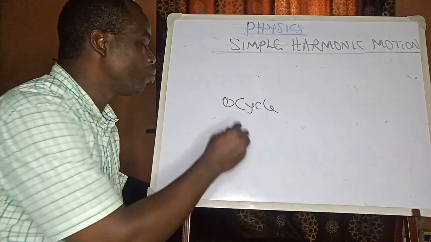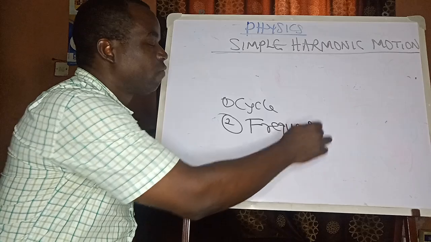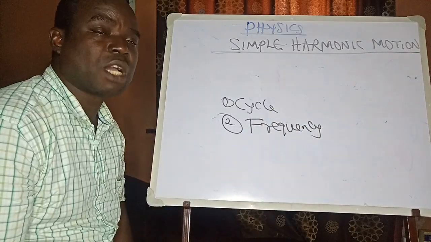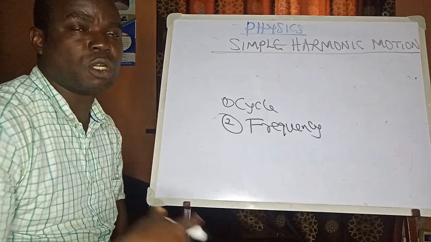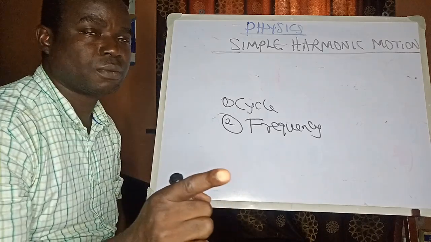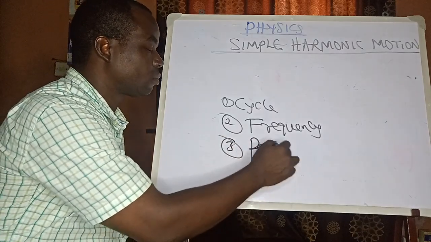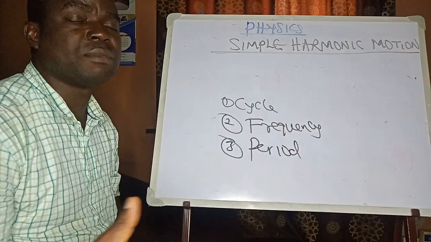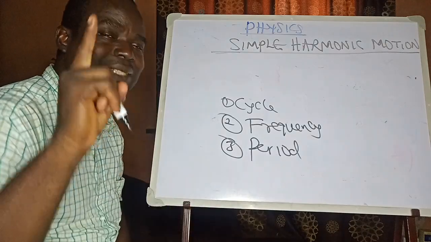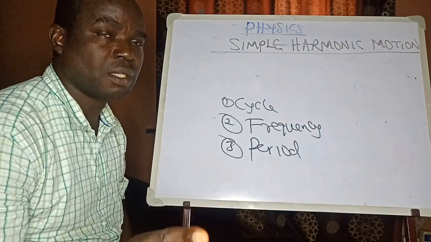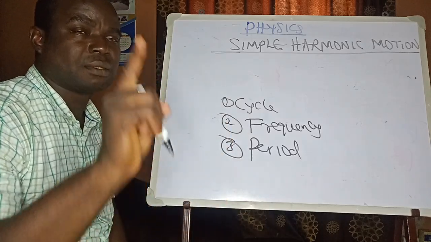Okay. Now number two, very quickly, I will explain frequency. Frequency, you can jot it down. Frequency is the number of cycles completed by a body performing simple harmonic motion in 1 second. So you can jot it down. Then number three is period. Period is the time it takes a body that is performing simple harmonic motion to complete one cycle. Okay? The time it takes a body performing simple harmonic motion to complete one cycle.